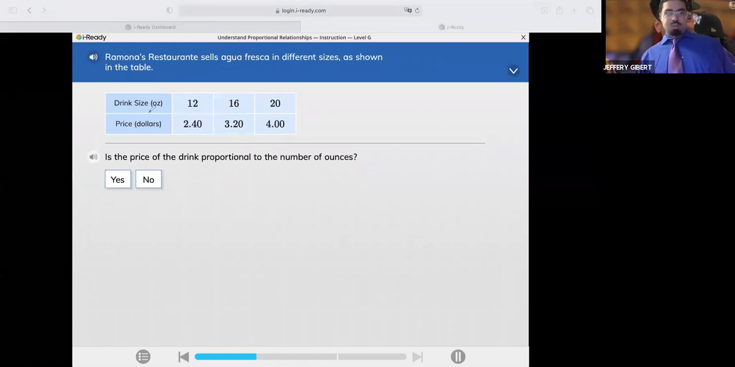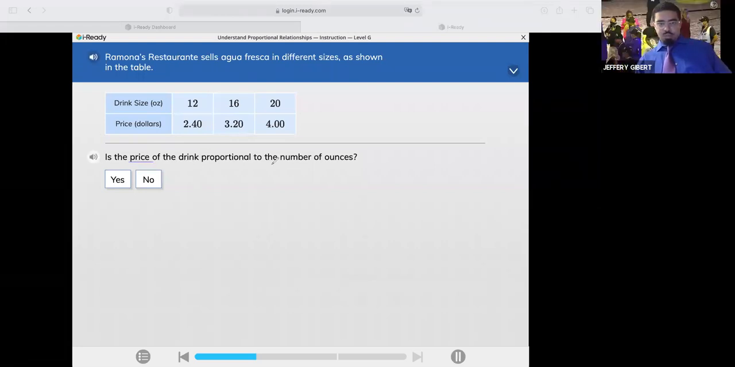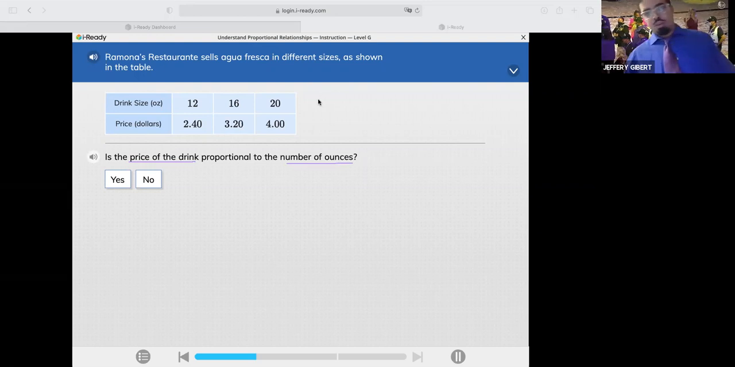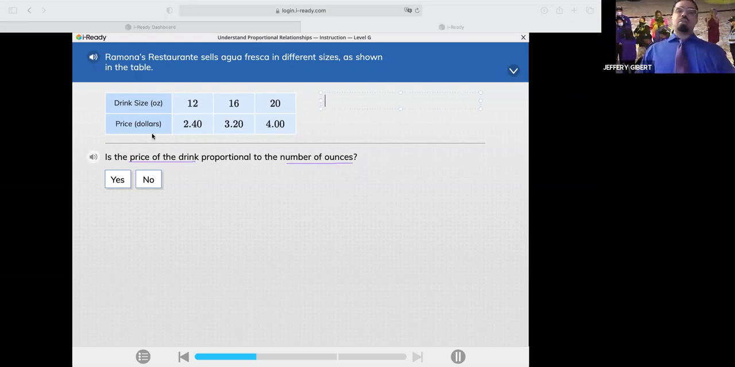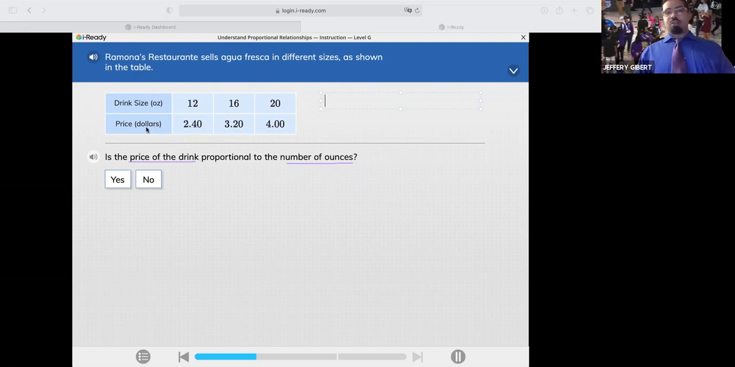Yes. All right. How did you know that? Because I just did it, and since it's a bigger size of drink, it's going to cost more. I don't know how to explain it. So, is it going to be dollars, I mean, ounces over dollars or dollars over ounces?